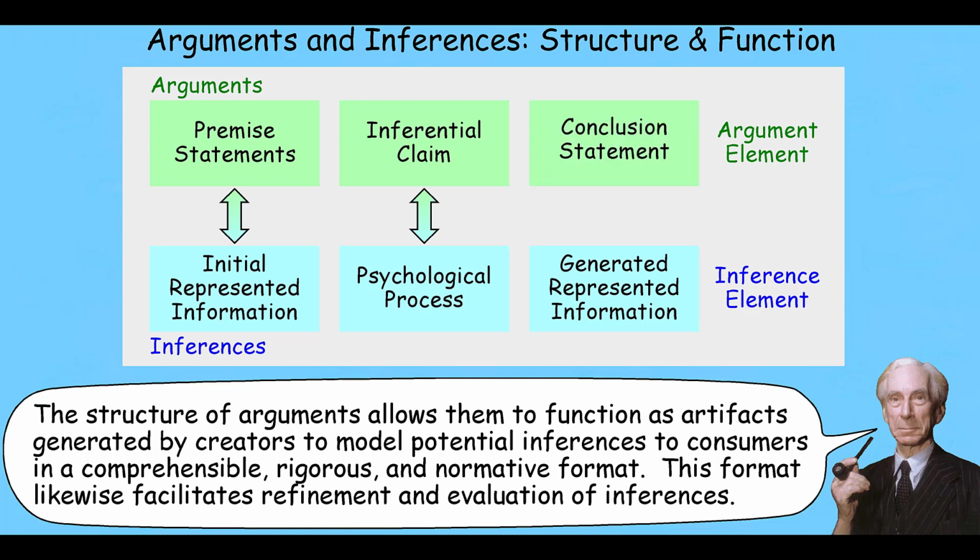In our static model of that inference, the element that corresponds to that is the conclusion statement, so that each element of our inferences has a corresponding element serving the same general functional role in our arguments. And that is why our arguments can serve as models of potential inferences that we can present to other people, we can use to persuade them, we can use to refine or evaluate potential inferences, and so on.